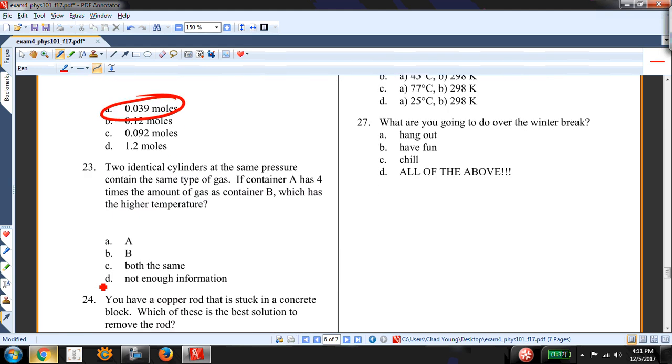Two identical cylinders are at the same pressure and contain the same type of gas. One has 4 times the moles. Which has the higher temperature? Well, PV is equal to nRT. They have the same pressure. They're the same container, so they have the same volume. And the ideal gas constant is the same. I want to know which has the higher temperature, the one with the lower number of moles. And so the one that has the smaller amount of gas is B, so 23 is B.